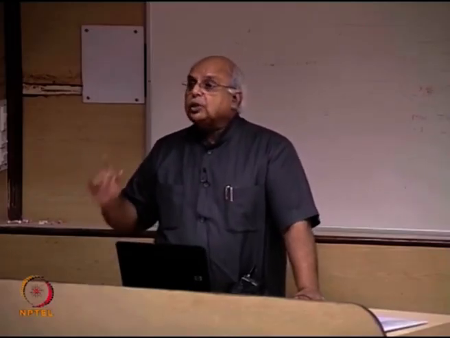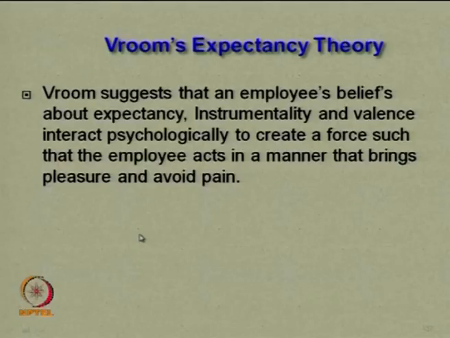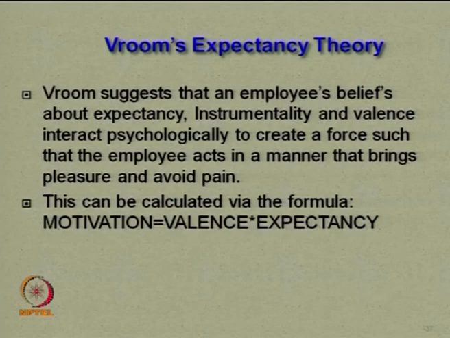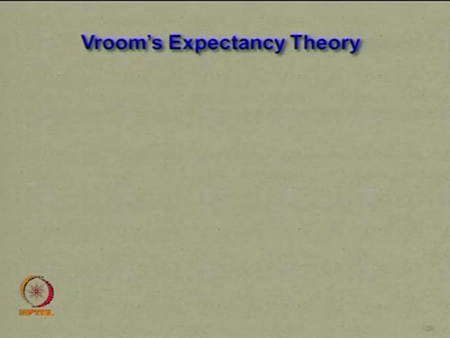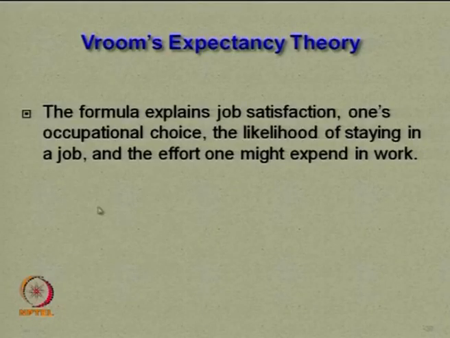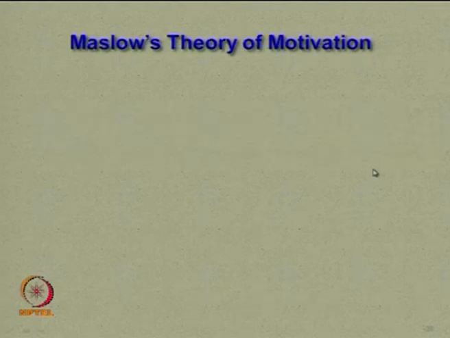But there are different definitions in behavioral sciences. Choose what suits the situation best. Note my emphasis. Choose what suits the situation best. This can be calculated via the formula motivation, valence, expectancy. Bring in instrumentality because that's the way the delivery mechanism will take place. Vroom's expectancy theory explains job satisfaction, one's occupational choice, like the likelihood of staying in a job and the effort one might expend in the work. We shall stop there for now, and we shall take up Maslow's theory of motivation next.